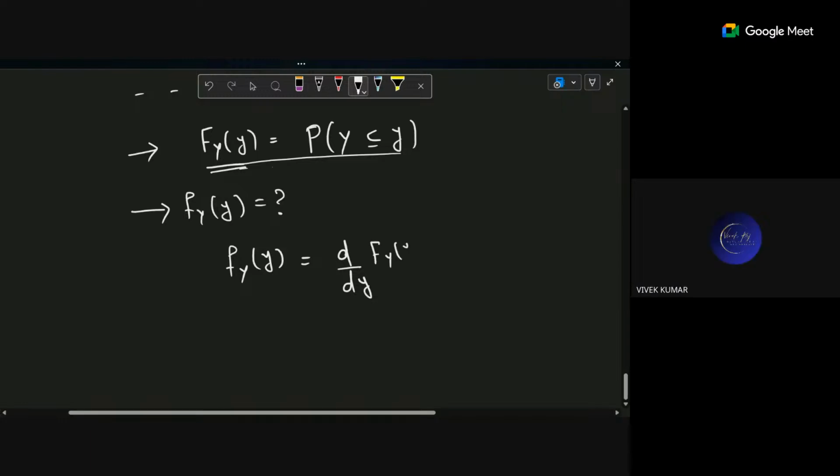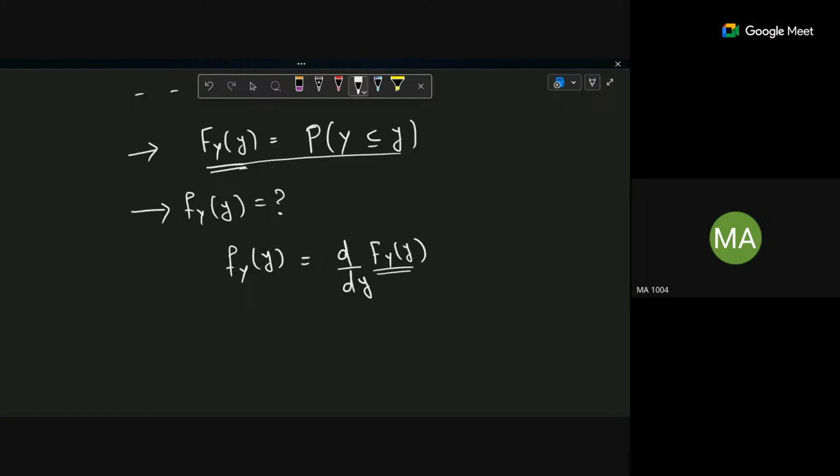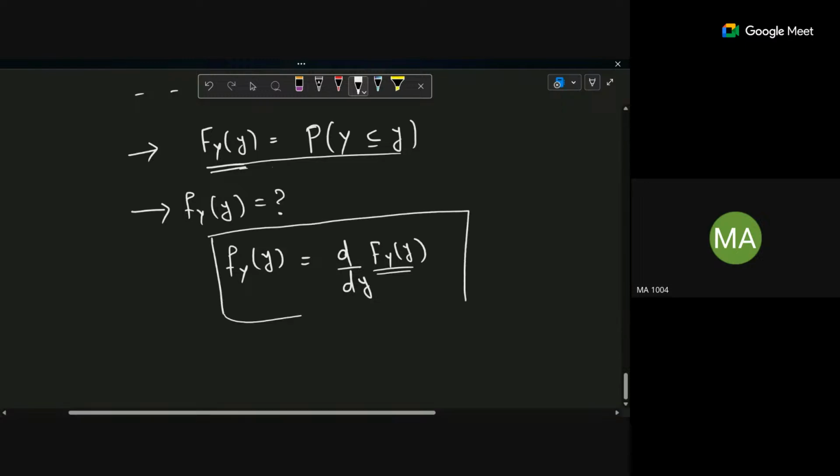Why is it so? Because this is the large quantity. You want to scale it down, so you will differentiate it. So anyway, you can learn it. This is how you get PDF from CDF. So this is CDF to PDF if I write it. You are going from CDF to PDF.